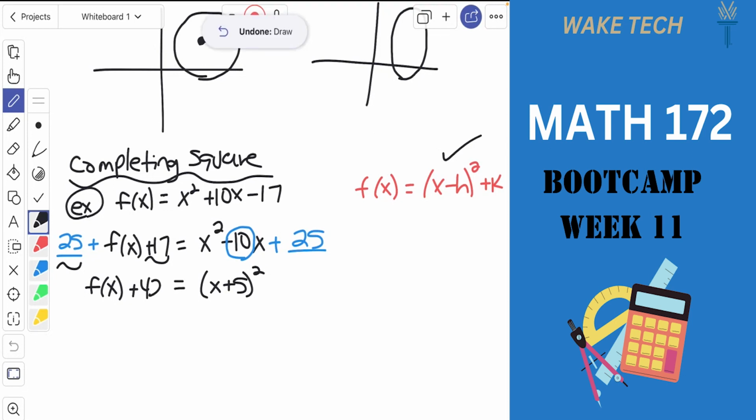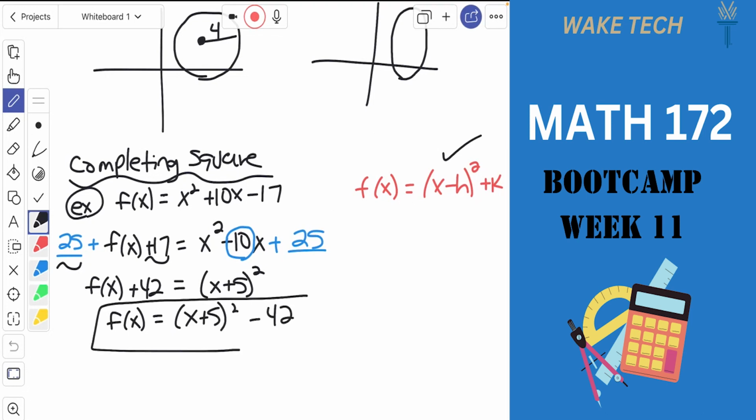And then our last step is to move the 42 to the right-hand side in place of essentially becoming the k from the red equation that I wrote. So we'll subtract it to the right side to get f of x equals x plus 5 squared minus 42. Questions about anything that we did with that one?